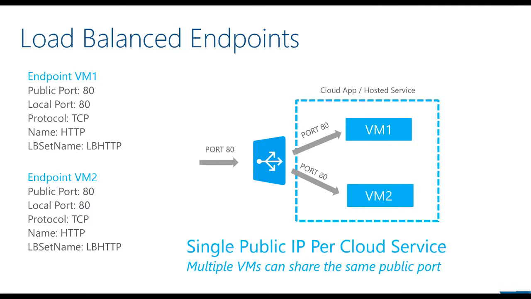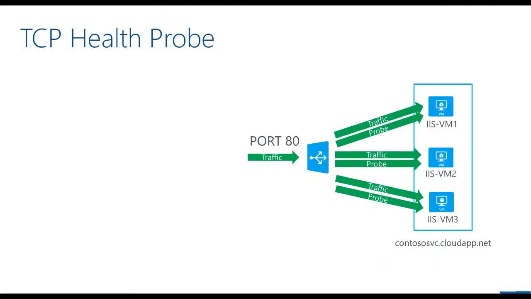Load balanced endpoints follow the same concept we just saw with port forwarding. The difference is multiple virtual machines can receive traffic from the same public port. In this example, VM1 and VM2 both have an input endpoint configured to forward traffic from port 80 to private port 80. However, they are part of a load balance set, which tells Windows Azure to distribute traffic in a round-robin fashion to the virtual machines. Load balance endpoints can be configured with health probes for an additional layer of high availability.